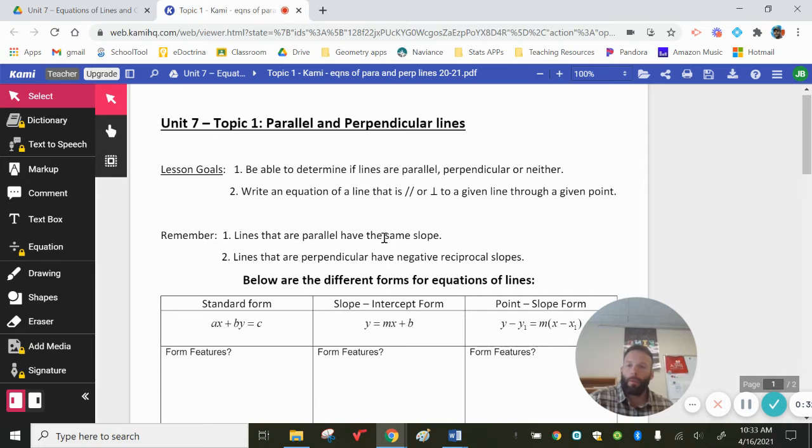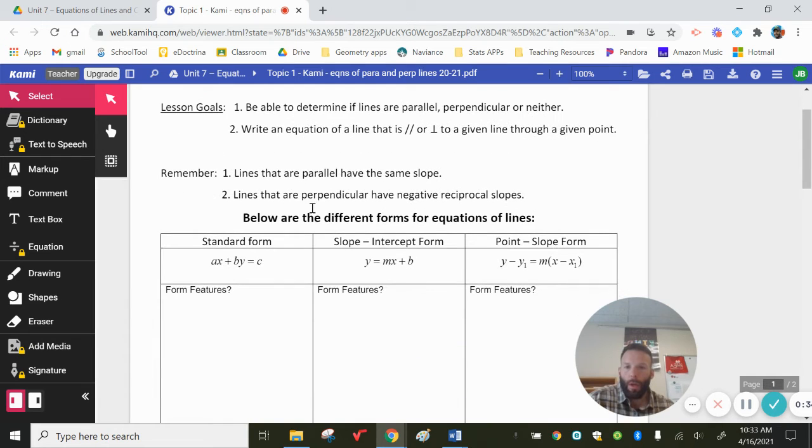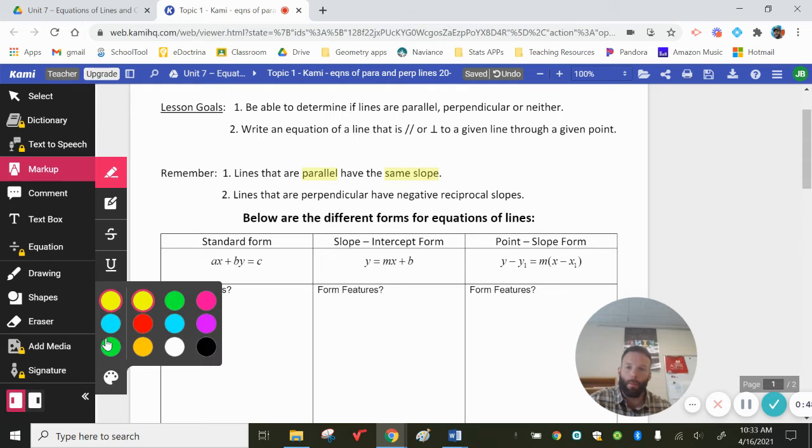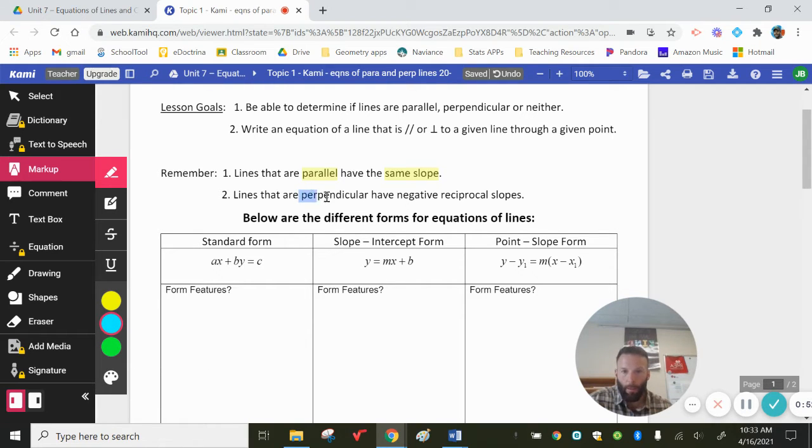Now, remember that when you have lines that are parallel, they have the same slope. So let me highlight this in yellow. Lines that are parallel have the same slope. So wherever we see the word parallel, we should think same slope. And then alternatively, in blue here, it says if lines are perpendicular, then they have negative reciprocal slopes.